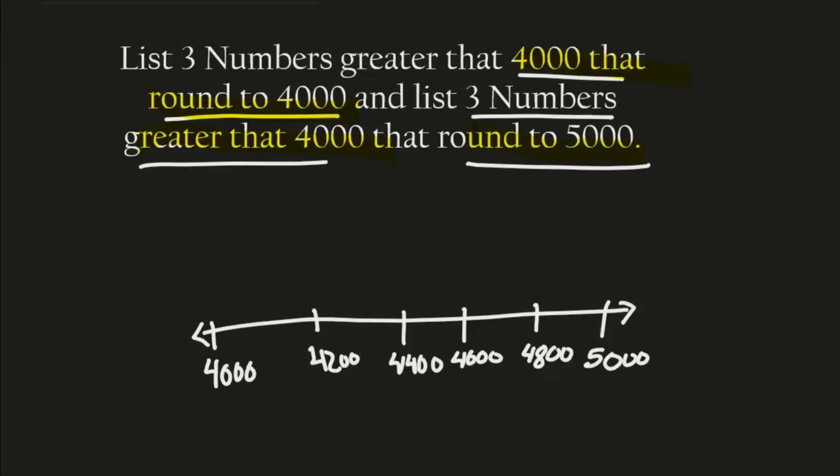So let's divide it into half first. So let's say 4,500 has to be somewhere here. So let's draw a line. Oh, sorry about that. It went over the 0. Right there. Okay. So now, most likely, the numbers on this side are going to round to 4,000. The numbers on this side are going to round to 5,000.